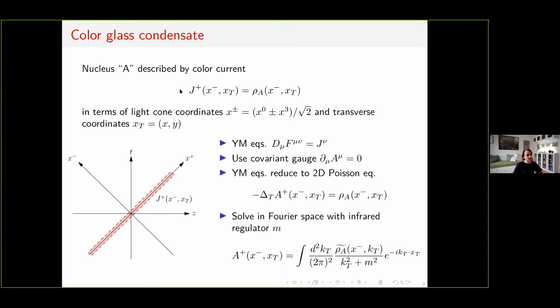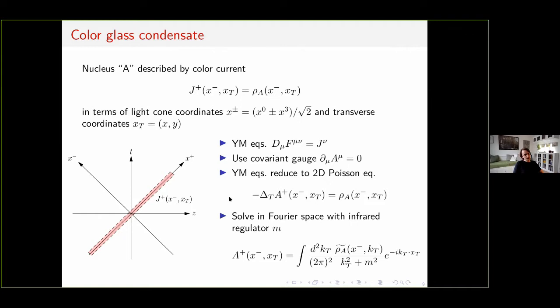dependency here. And now if you want to compute the soft gluons from this color current, we simply have to solve the Yang-Mills equations. As a technical detail, the easiest way to solve these is in covariant gauge for this specific situation. If you do that, then you will see that your Yang-Mills equations, which are of course very complicated and nonlinear, just reduce to a two-dimensional Poisson equation given here. So if you just have a J^+ component, then you also end up with just an A^+ component of the gauge field.